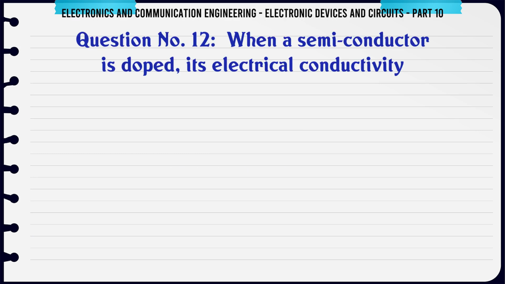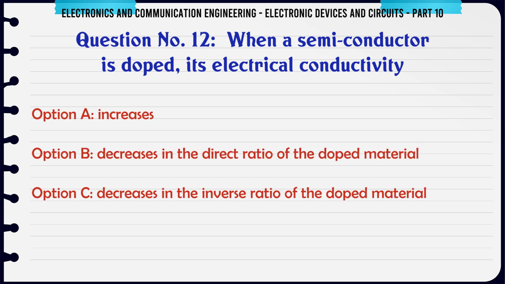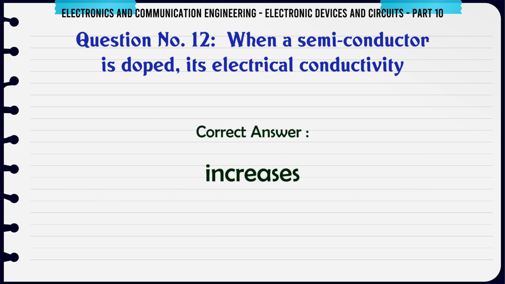When a semiconductor is doped, its electrical conductivity A. increases, B. decreases in the direct ratio of the doped material, C. decreases in the inverse ratio of the doped material, D. remains unaltered. The correct answer is increases.